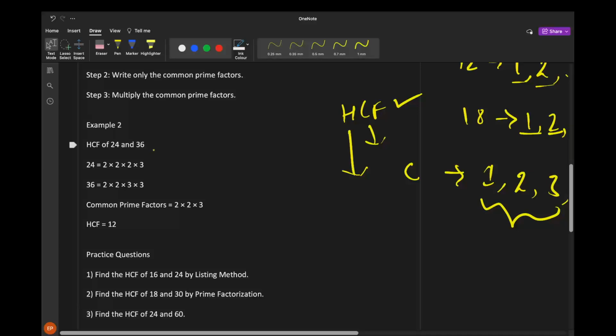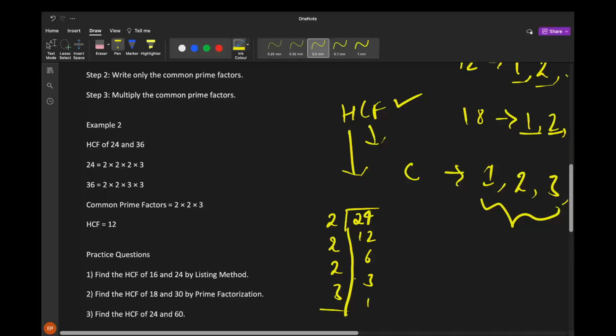24 and 36. While doing prime factorization for 24, we'll start with 2, right? 2 12s are, 2 6s are, 2 3s are, 3 1s are. Once we get 1 here, we'll stop, right? So it can be written as 2 into 2 into 2 into 3. So that's why I wrote here 2 into 2 into 2 into 3. For 36, 2 into 2 into 3 into 3.